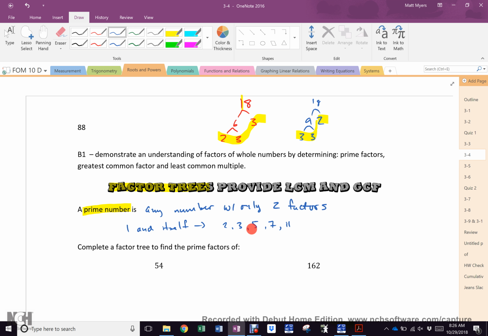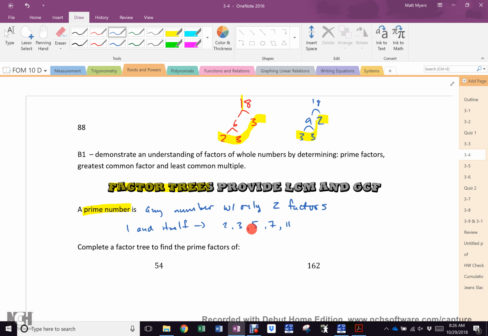Then the next one is 13. Then the next one is 17. Then the next one is 19. Then the next one is 23. And then the next one is... No, 25 is 5 times 5. 27, no. 29. Then the next one is 31. Then the next one is 37. No, 33, no. 37.